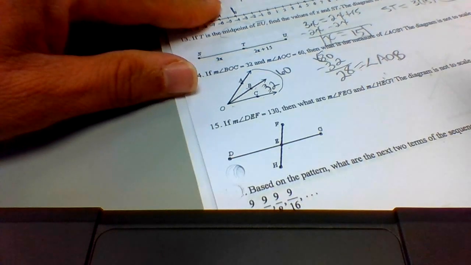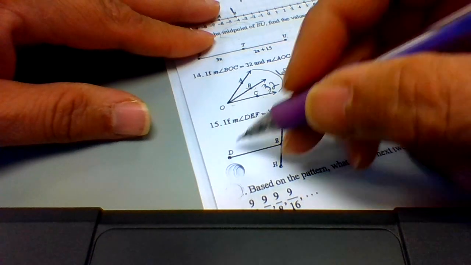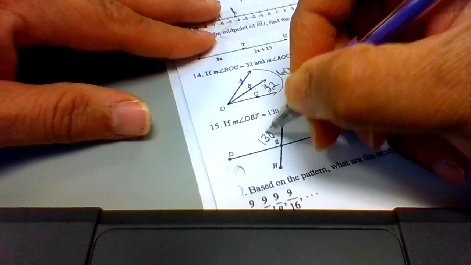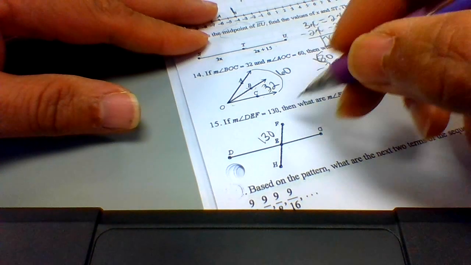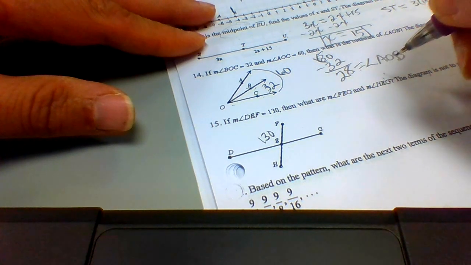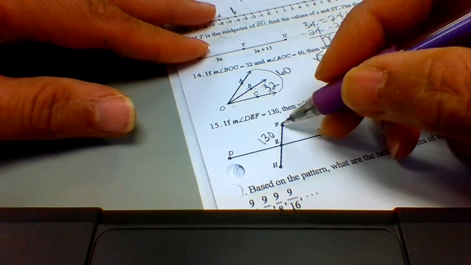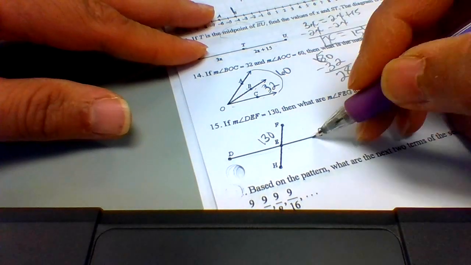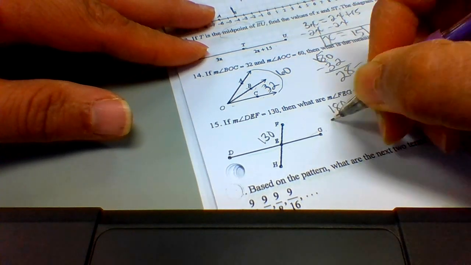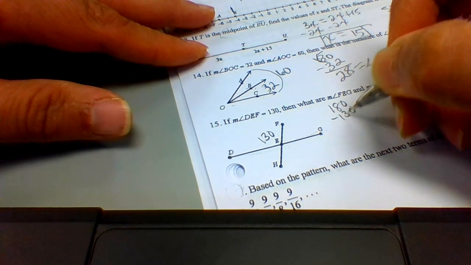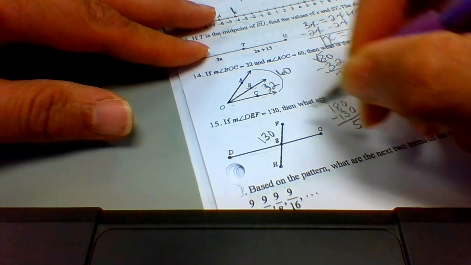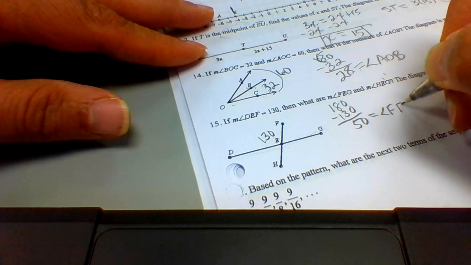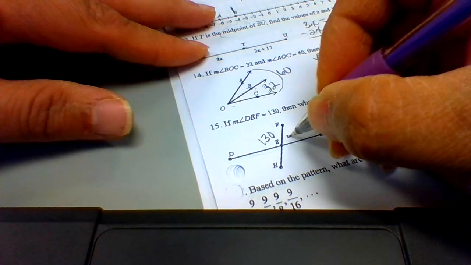If the measurement of DEF is 130, DEF, this is 130. Again, I can't emphasize enough, come in and draw and mark up your picture. What is FEG? Well, these two form a straight line. A straight line is 180. I'm going to take the 180, subtract 130. And so then that means angle FEG is going to equal 50 degrees.